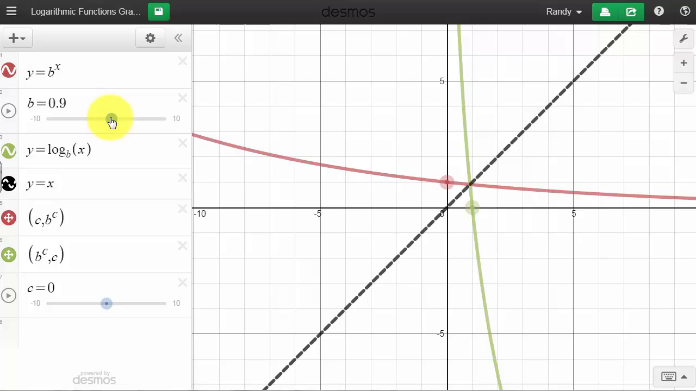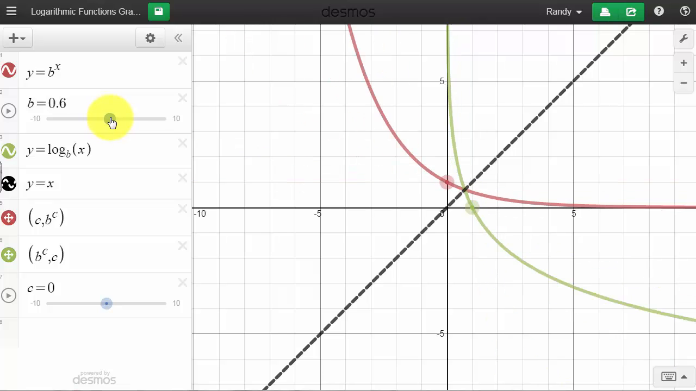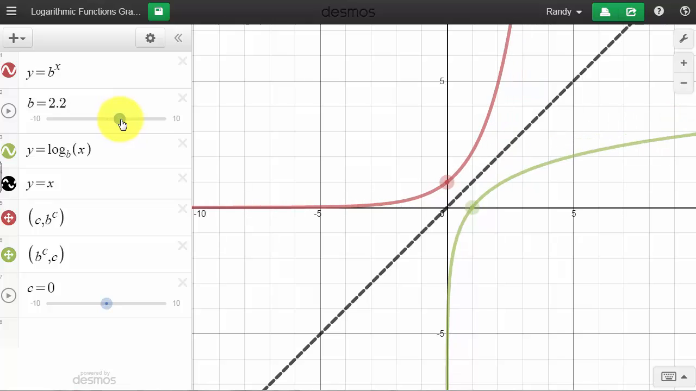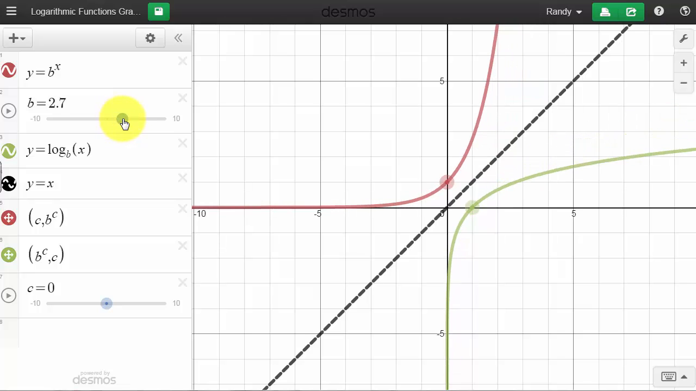When the base is a decimal, the log function flips over here. We're probably going to be dealing with log functions with bases greater than 1.